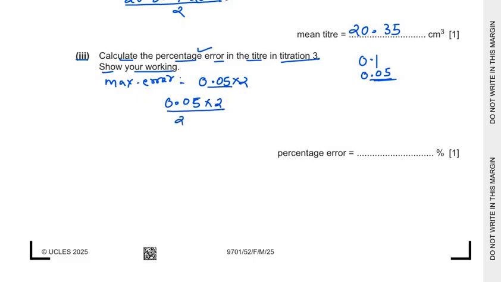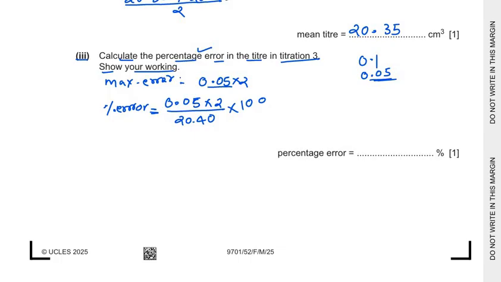So 20.40, we will multiply by 100. That's how we calculate the percentage error. Understand, we are multiplying the maximum error by 2 because we are using the burette twice for a single reading. The titration reading 3 is 20.40, so we'll divide it by that and then multiply by 100.